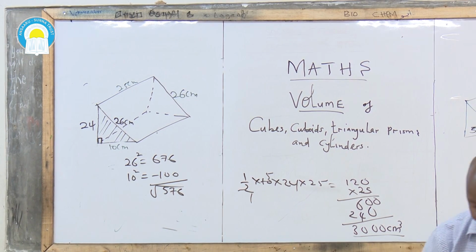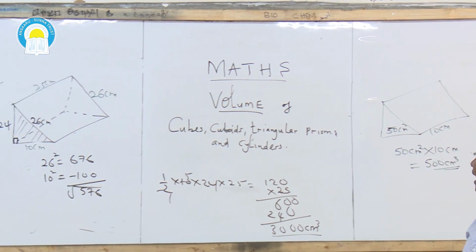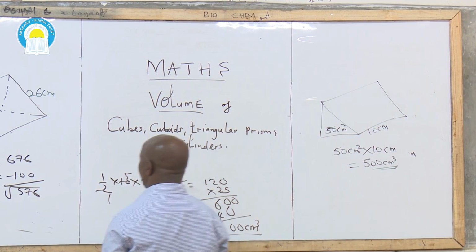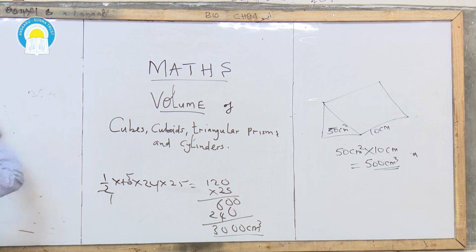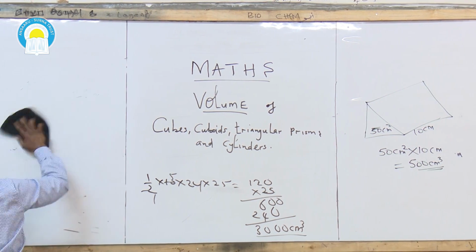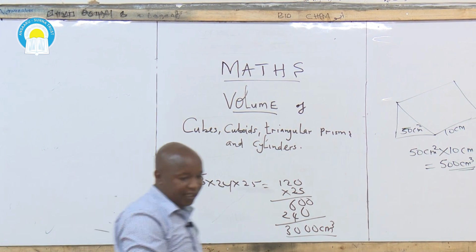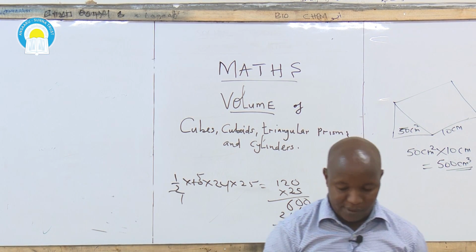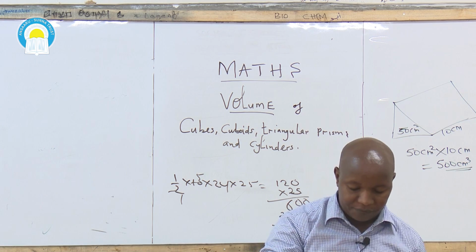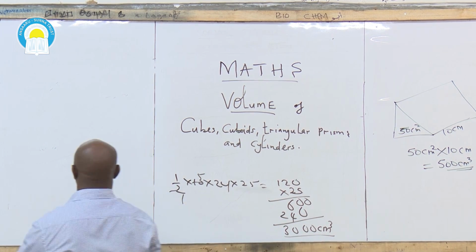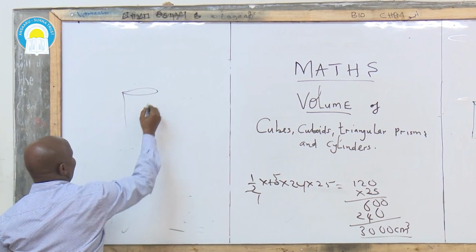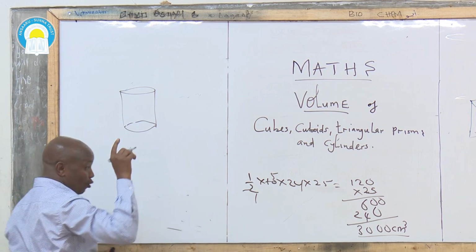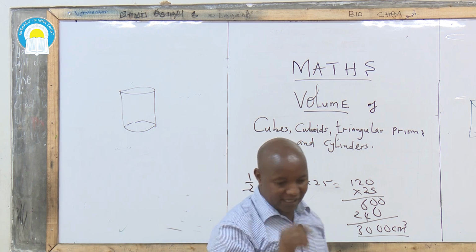Very fast, I want us to go now to volume of cylinders. Again, a very common question in the exams. Volume of cylinders. We have open cylinders, we have closed cylinders, and we also have hollow cylinders. Let me start with volume of open cylinders. A cylinder is like this. And sometimes you are told it's open, sometimes you are not told it's open. You are the one now to use your mind and your brain.